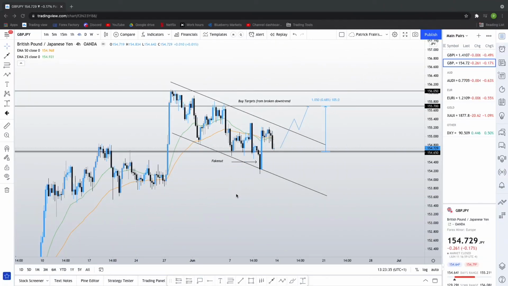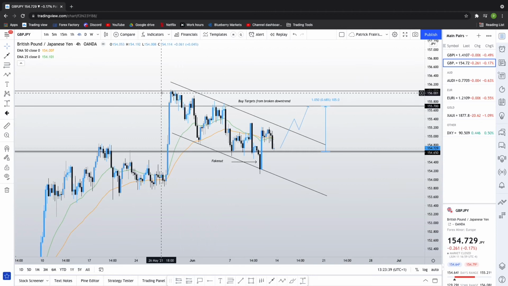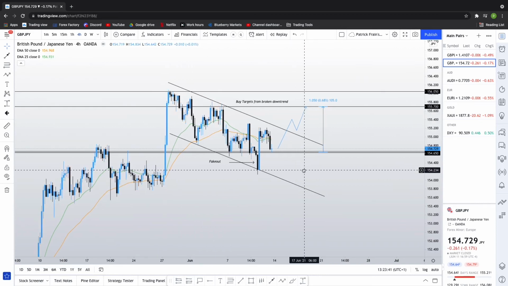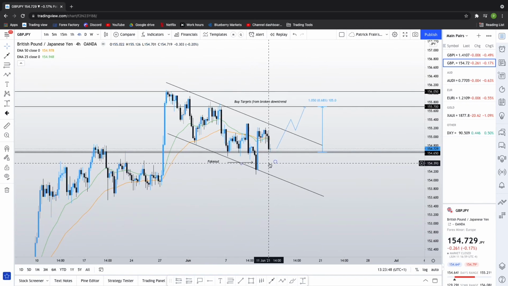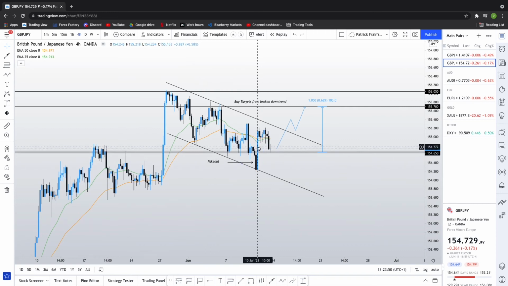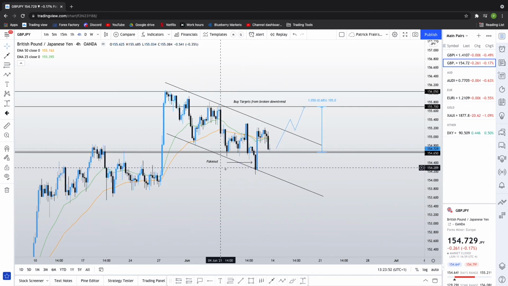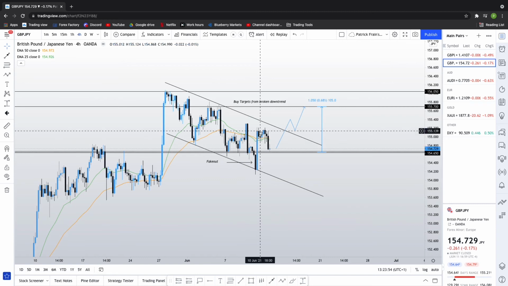Moving over to our final pair, guys, on pound yen. Looking at price action, we have been moving in a descending channel for some time now. We did break 154.650, which was acting as a level of support. However, looking at what price did once we did break this level, we can class this as a fake out, as price did push back above this level.